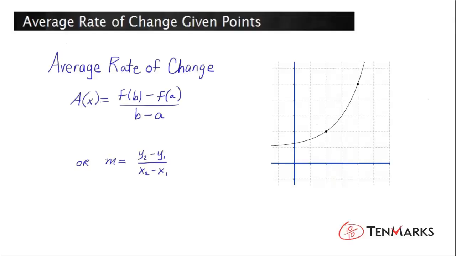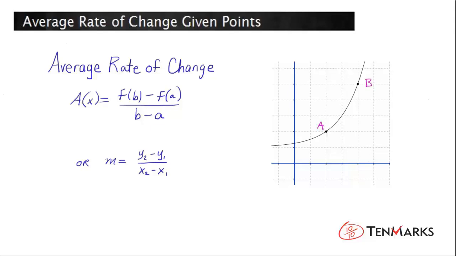In this lesson, you'll learn how to find the average rate of change given a set of ordered pairs. Remember that the average rate of change is simply the difference in the y values over the difference in the x values. For example, let's look at this graph. Let's label this point A and we'll label this point B.